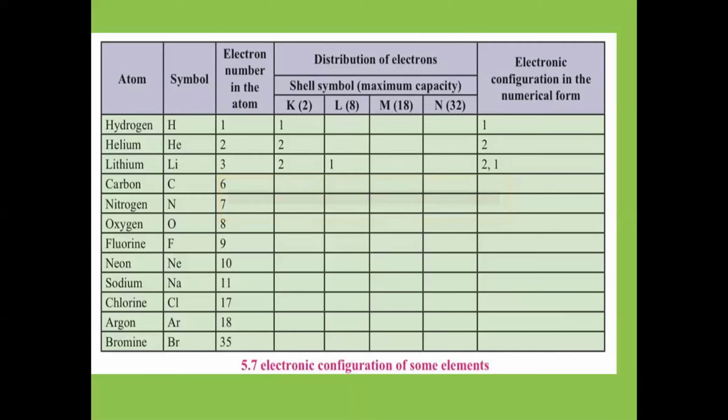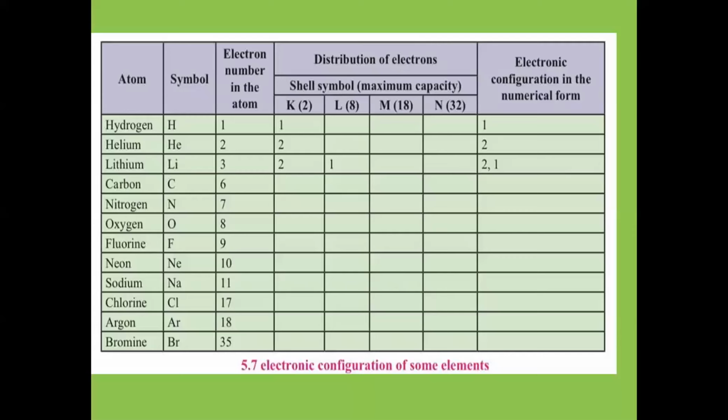The first 3 examples are already solved for us. The first example, atom hydrogen, symbol H. The electron number in the atom is 1. When it has only 1 electron, that 1 electron is definitely going to go in the first shell, which is the K shell. So the electronic configuration also becomes 1. Helium has atomic number 2, and the first shell, that is the K shell, has the maximum capacity 2. So I'm going to put those 2 electrons there only. So the electronic configuration again becomes 2.